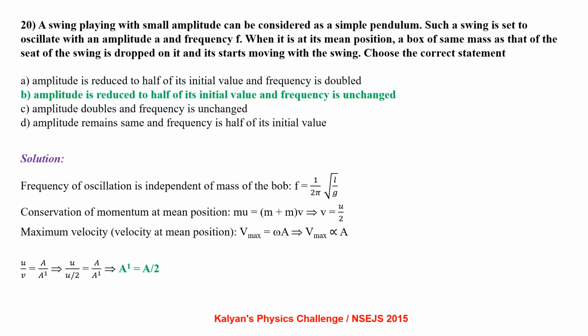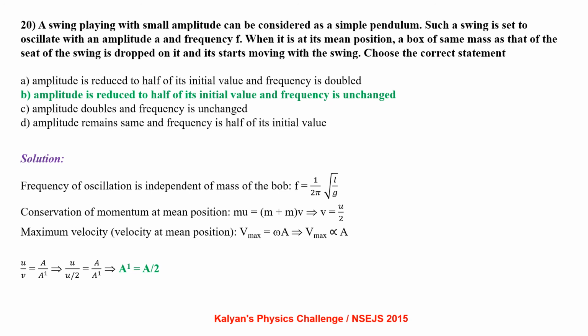A swing playing with a small amplitude can be considered as a simple pendulum. Such a swing is said to oscillate with an amplitude A and frequency F. When it is at its mean position, a box of same mass as that of the seat of the swing is dropped onto it and it starts moving with the swing. Choose the correct statement. Amplitude is reduced to half of its initial value and frequency is doubled. Amplitude is reduced to half of its initial value and frequency is unchanged. Amplitude doubles and frequency is unchanged. Amplitude remains same and frequency is half of its initial value.